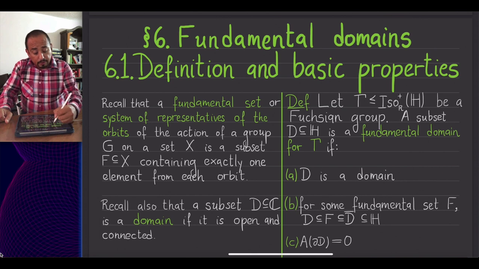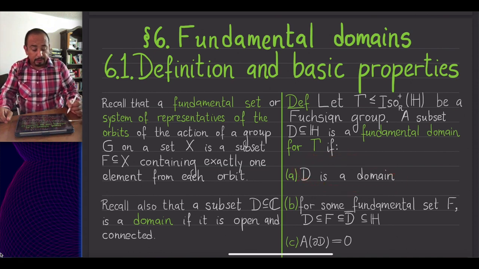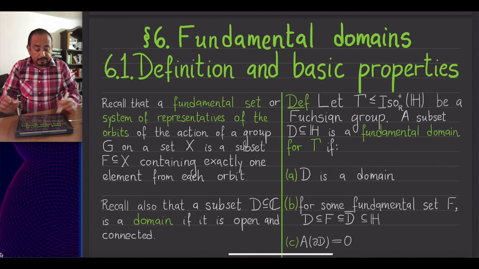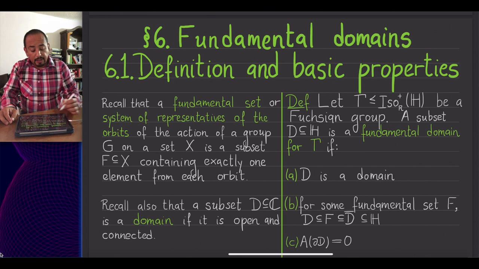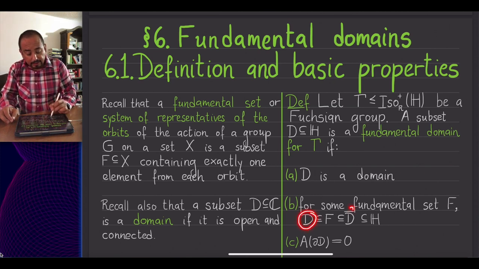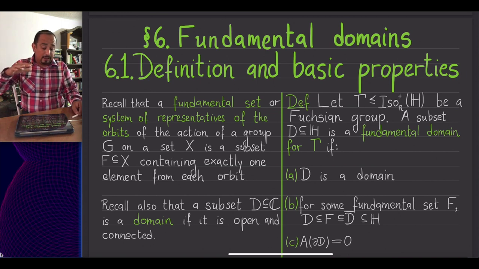Okay, so now suppose I have my Fuchsian group gamma and a subset D of H. I'm going to say that this subset D is a fundamental domain for gamma if these three conditions are satisfied. First of all, D is a domain, so it is open and connected in H. Second, I don't require D to be a fundamental set, but rather I require that in between D and its closure sits some fundamental set, so that maybe D is not a fundamental set, but D together with some points in the boundary is a fundamental set.